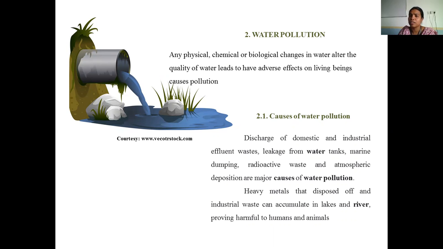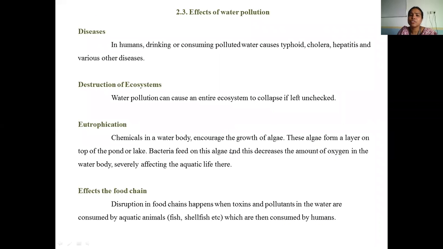So these are the outlets, if they mix with the water ecosystem, that causes water pollution. In addition, heavy metals that are disposed of from any industries, factories, can also accumulate in the lake, river, or any water ecosystem, and that also causes water pollution. And effects of water pollution.